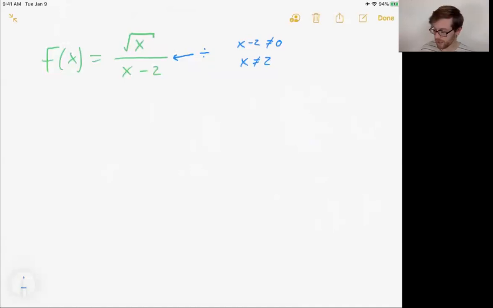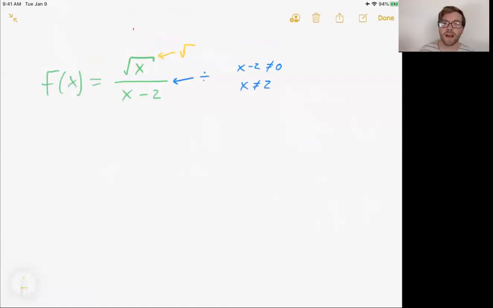So that won't do. The other operator that would maybe give us some trouble is this square root operator, right? Square root operator, we know it cannot take any negative numbers. So x, which is in there, has got to be greater than or equal to 0. Okay, so these are the two things that limit the domain.